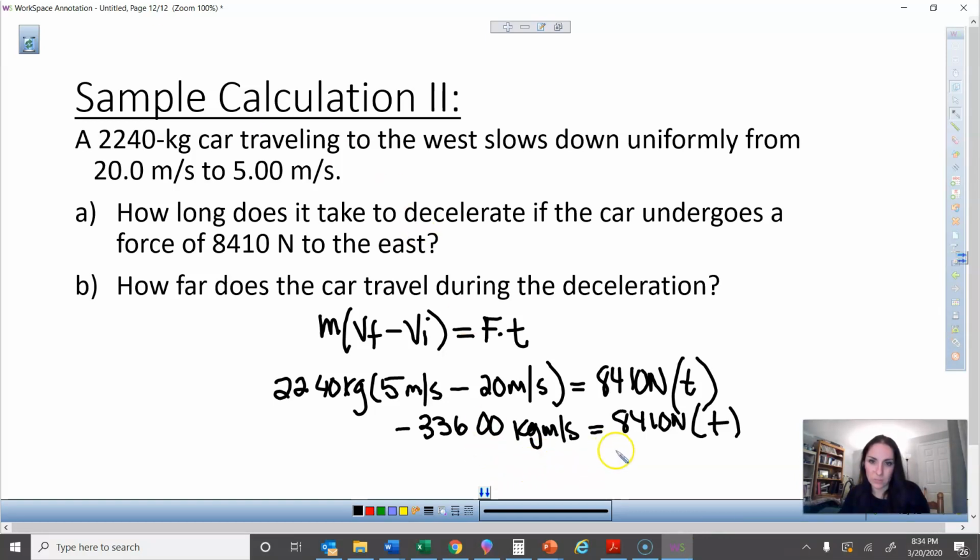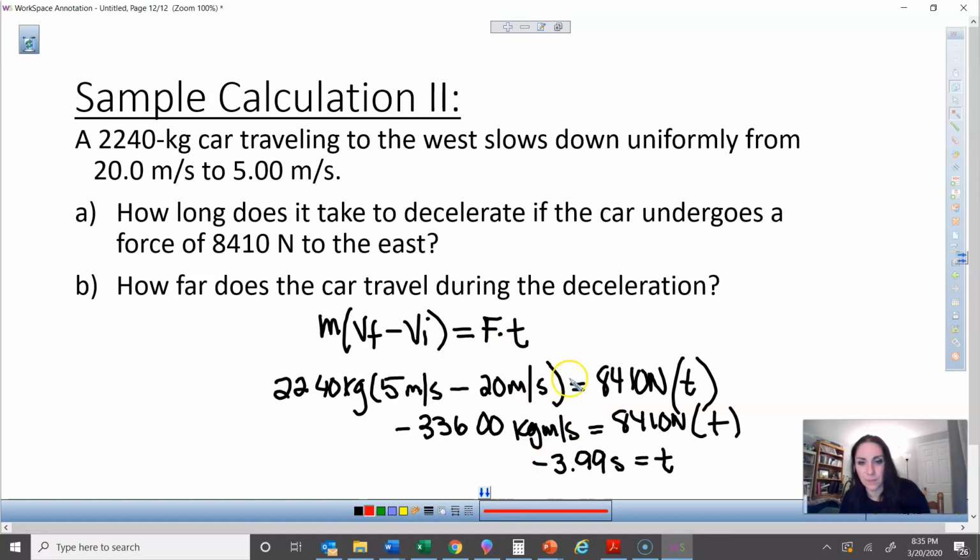And if you notice, I did make a mistake. I'm going to show you my mistake so you can hopefully learn from it. So my answer became negative 3.99 seconds equals time. So hopefully this is a red flag, because time should not ever be negative. And I was right. I know my mistake. So my mistake was this.